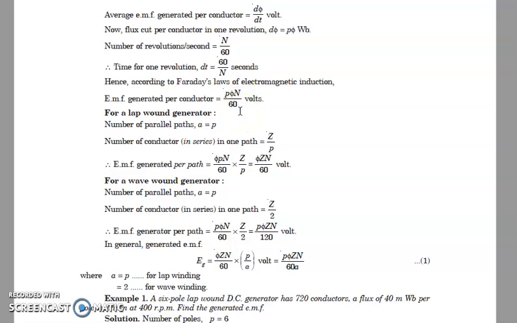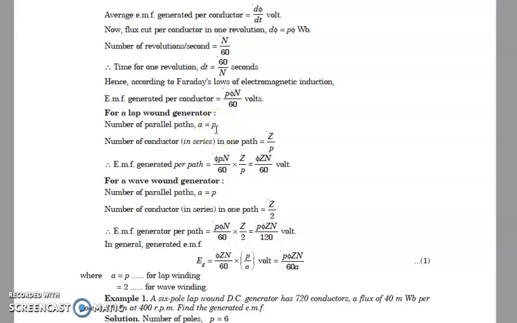Now, generators are of two types, one is the lap wound generator and the other is the wave wound generator. In the case of lap wound generators, the number of parallel paths A is equal to P, the number of poles. Let us suppose our machine is a 4-pole machine, then the number of parallel paths is always 4. If the machine is a 6-pole machine, then the number of parallel paths is again 6. But the poles are always in even number.